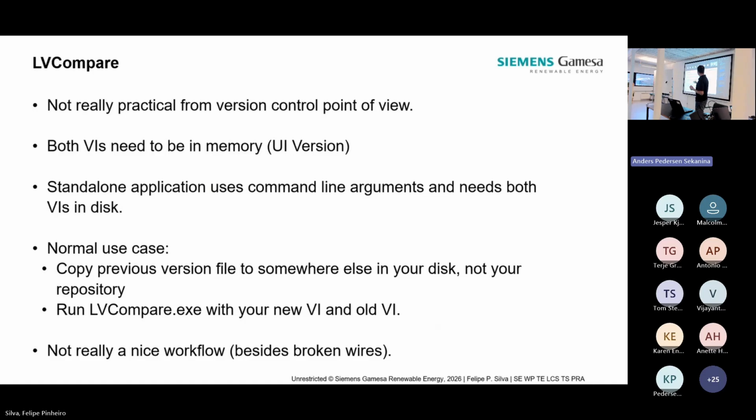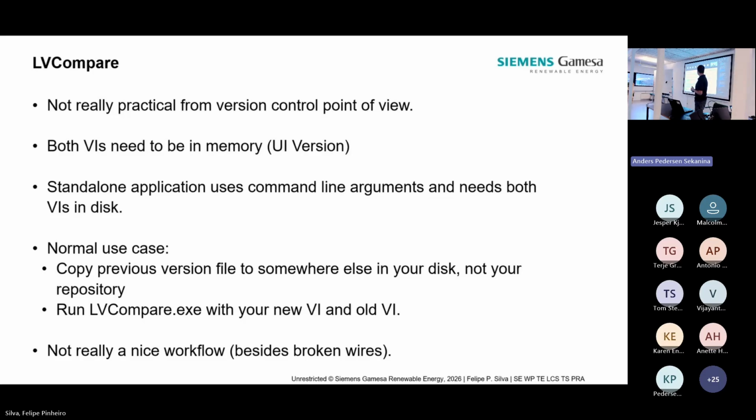And then I just put a normal use case. You copy the previous version from GitLab, download it, put it in the download folder, run LV compare with both of them, the new one. Yeah. I say it works, but it's not really nice because you have a lot of broken wires, because the other VI you downloaded doesn't have the whole hierarchy. It does have the class, the library that was on there, all the colors that were over there.